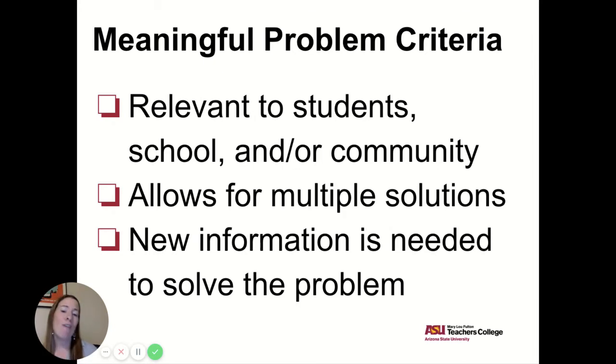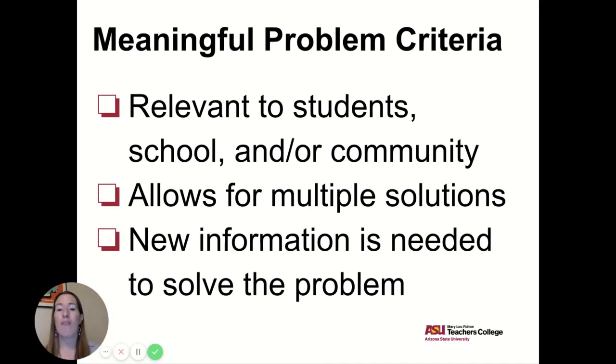Next, it needs to allow for multiple solutions. There should not be just one correct answer. Okay, it is absolutely possible to do a math P-Bell. In fact, there are a lot of great math P-Bells out there, and we can help you develop one if that's what you'd like to do. But let's develop one that's open-ended, where they're applying math techniques, but there's more than one correct answer at the end. And then finally, and most importantly, new information is needed to solve the problem, okay?